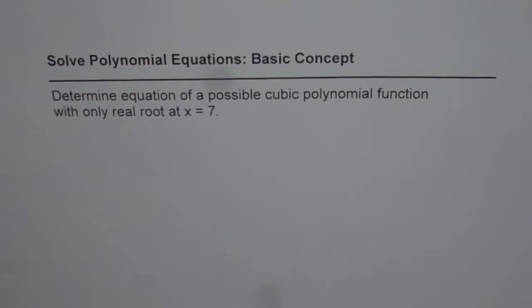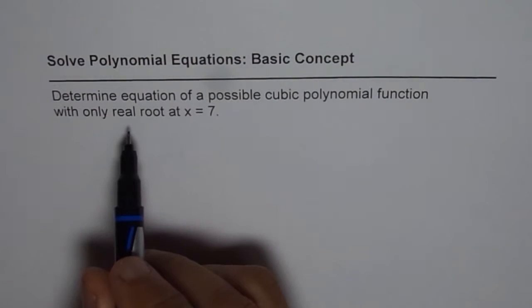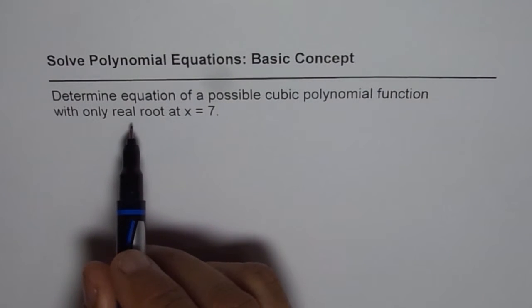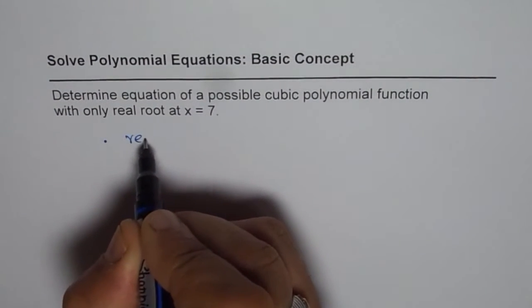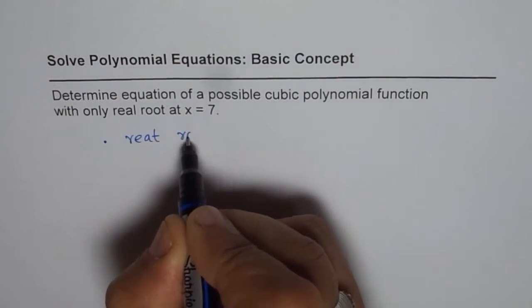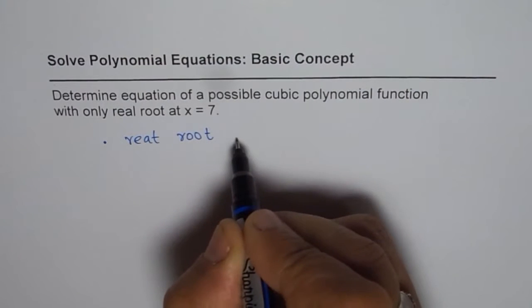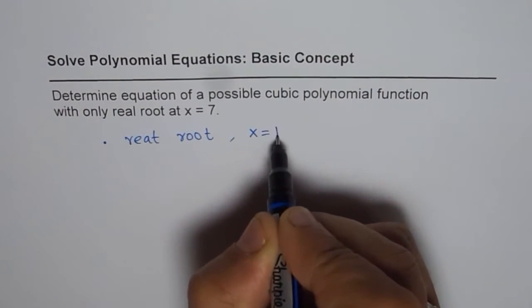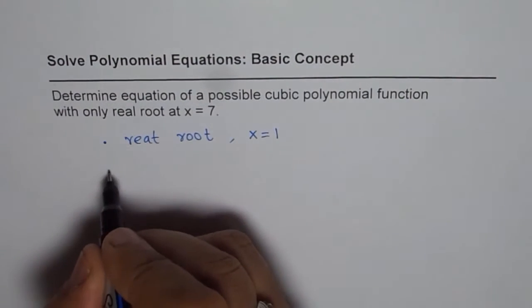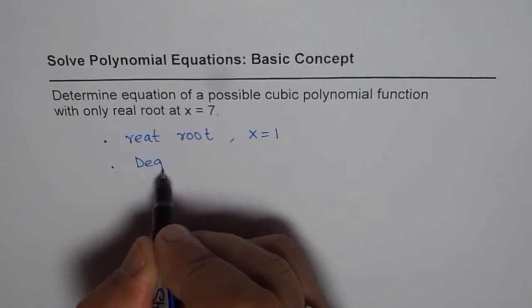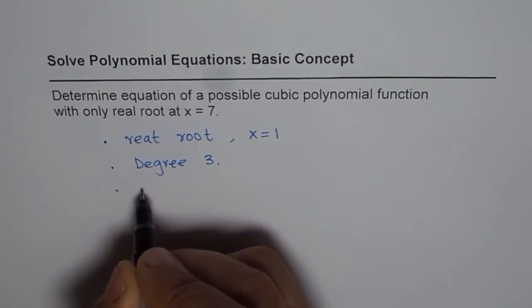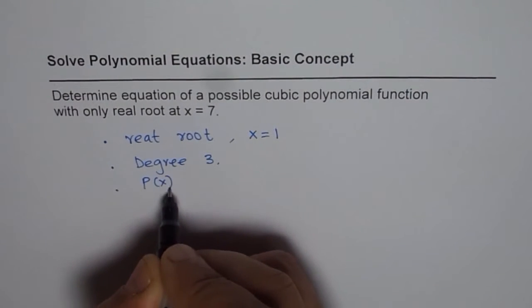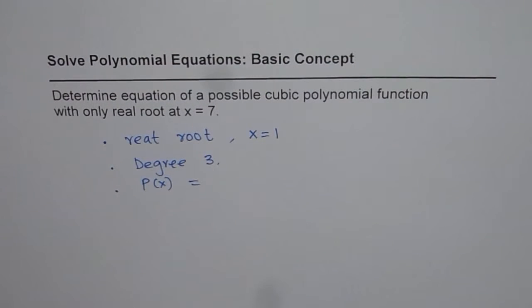Well, what we are given here is there is only one real root, and that real root is at x equals 7. So what we are given here is the real root is at x equals 7, and we are also given that the degree is 3. And what we need to find is the polynomial function, right? So what could it be?